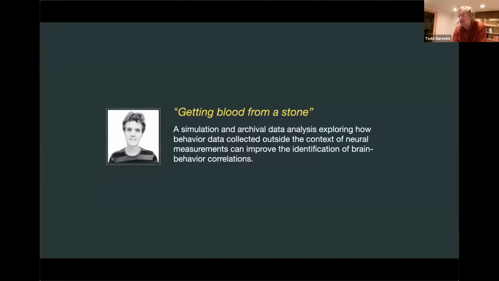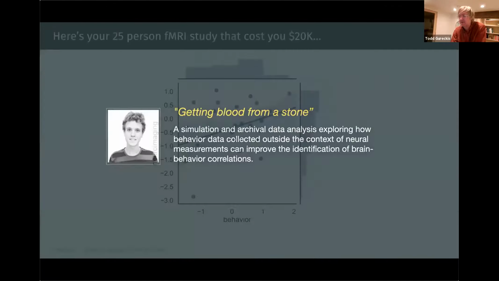Okay, so this is a paper, and our working title for the paper is Getting Blood from a Stone, and it's basically a simulation and archival data analysis exploring how behavioral data collected typically outside the context of any kind of neural measurement can actually improve the identification of brain behavior correlations.